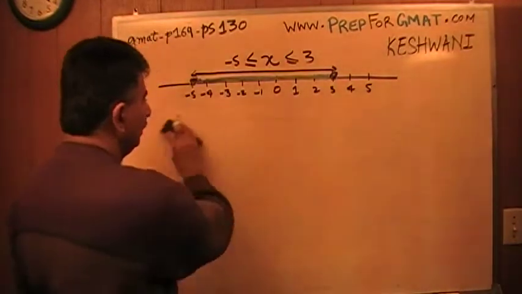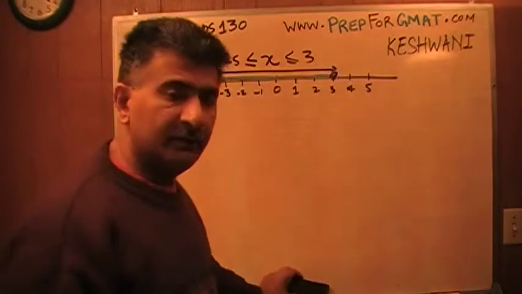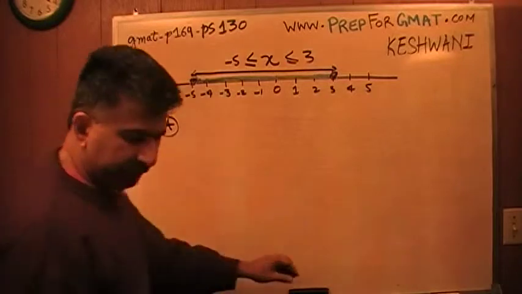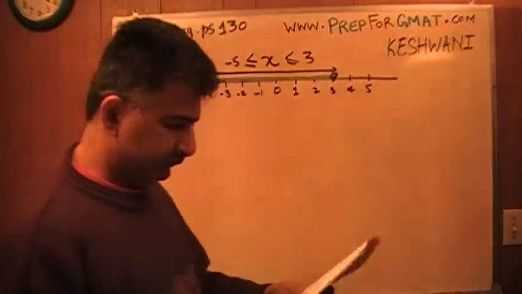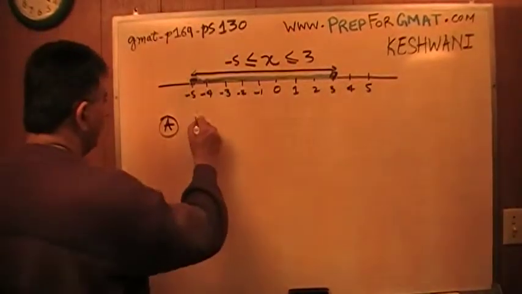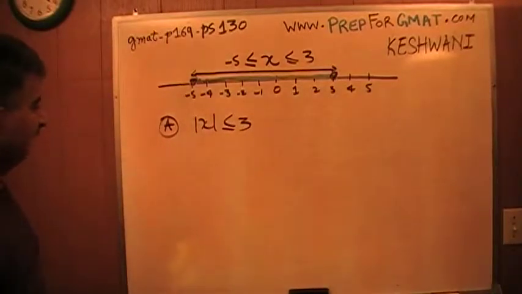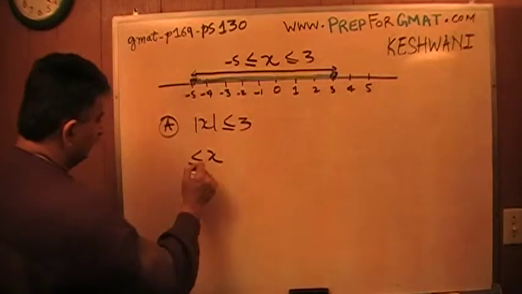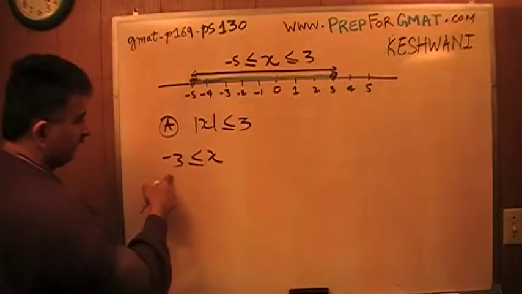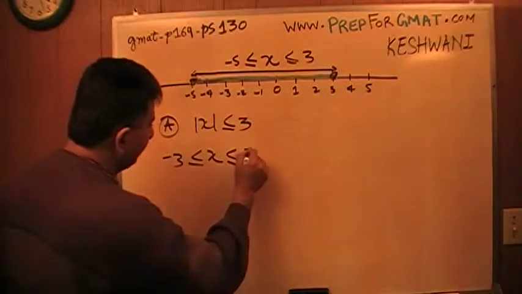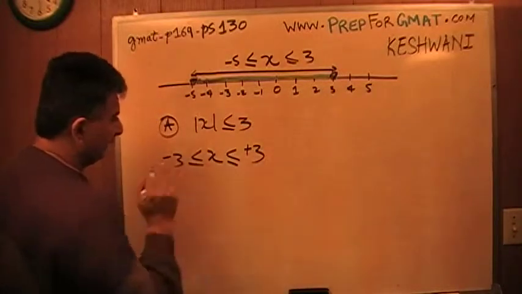We're going to go through each single answer choice and see which one agrees with it. Let's look at A. A says absolute value of x is less than or equal to 3. What this tells me is that x can be as low as -3, or it could be as high as +3. It's between this and that.